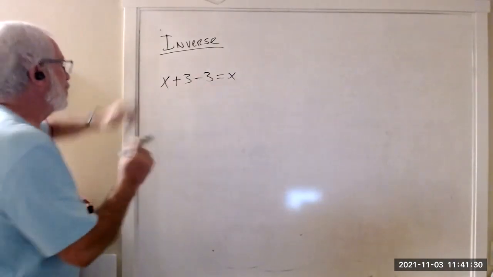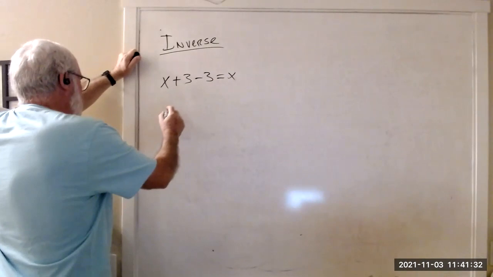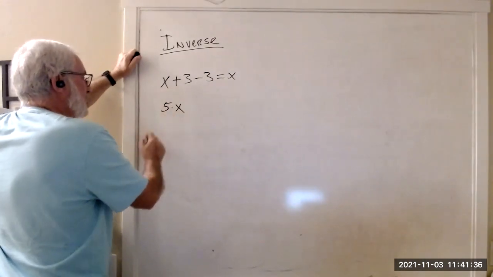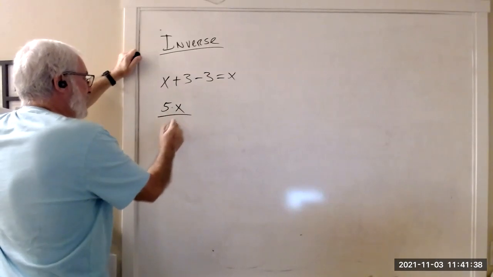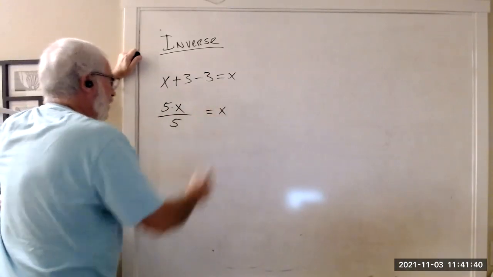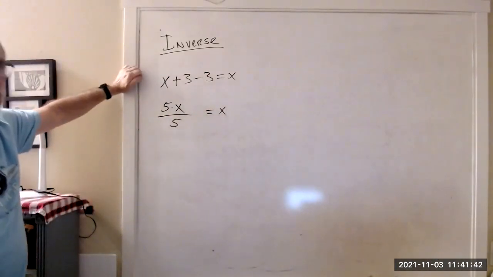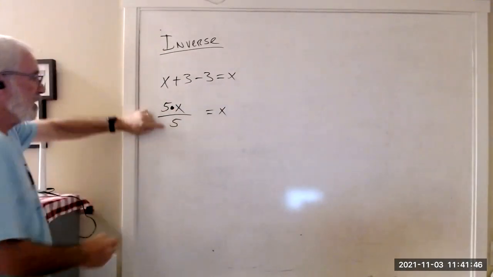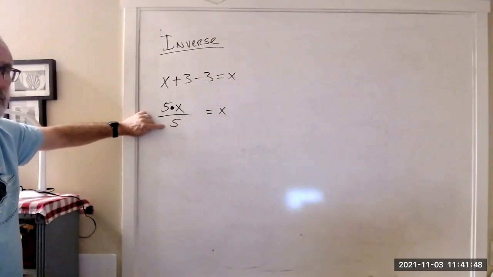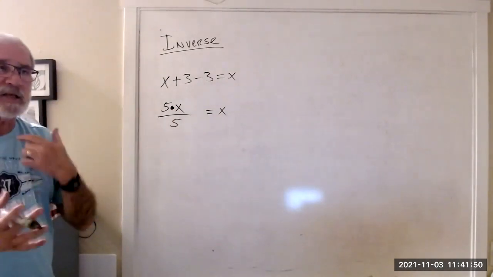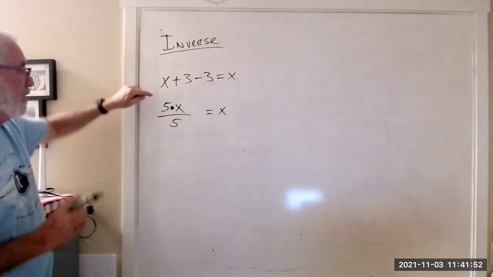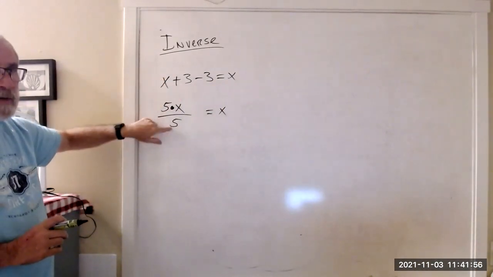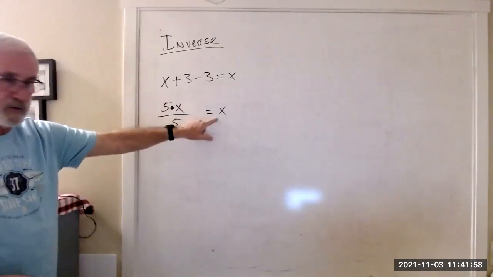We've also learned that 5 times X divided by 5 gives back X. So we've learned that multiplication and division are called inverses of each other. They cancel each other out. 5 times X changes it, but divide by 5 changes it back to the original X.